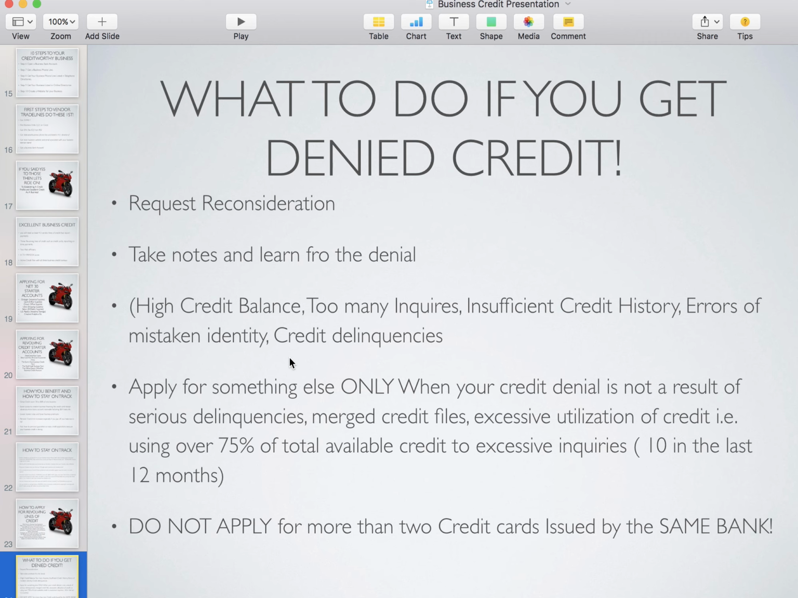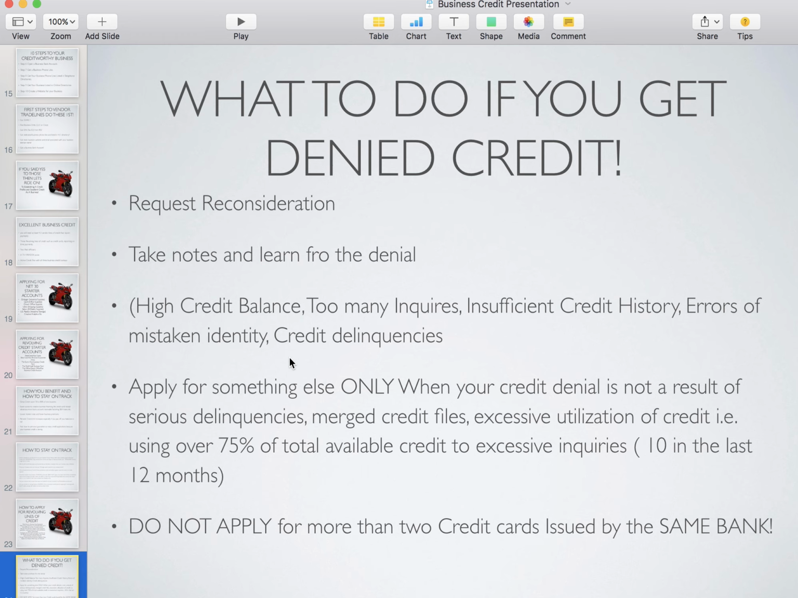When your credit denial does not result because of serious delinquencies, merged credit profiles, excessive utilization of credit, using over 75% of your total available credit, or excessive inquiries, 10 in the last 12 months. And here's one thing you should notice about business credit, guys. Notice it says 75% of available credit. Anything over 75% as a business can hurt your credit, whereas personal credit, what is it? 30 to 35% can hurt your credit. So you have more extension to use business credit rather than personal credit.